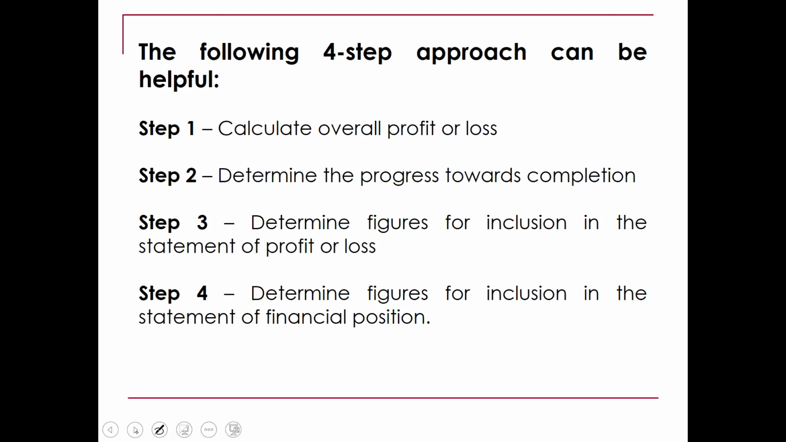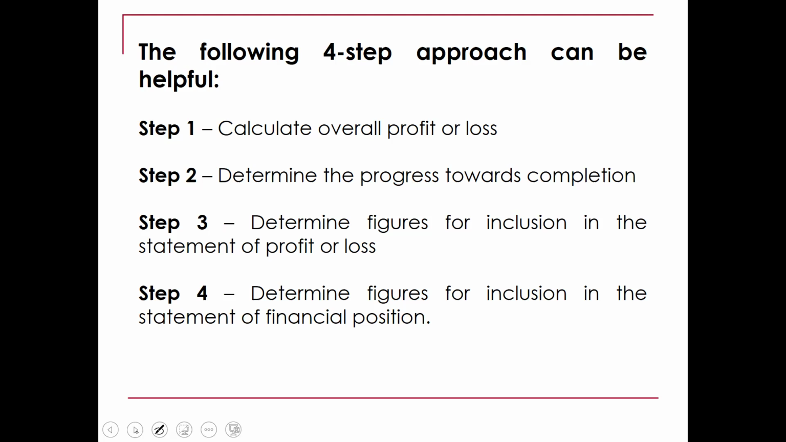So for inclusion in the statement of profit and loss, we need to determine the revenue that we need to recognize based on the progress we have made. We need to determine the cost of sales we need to recognize based on the progress we've made, and then be able to calculate the gross profit for that particular project. So how much revenue should we recognize? How much is the cost of sales to date? And what is the profit? So that's as far as the profit and loss is concerned.